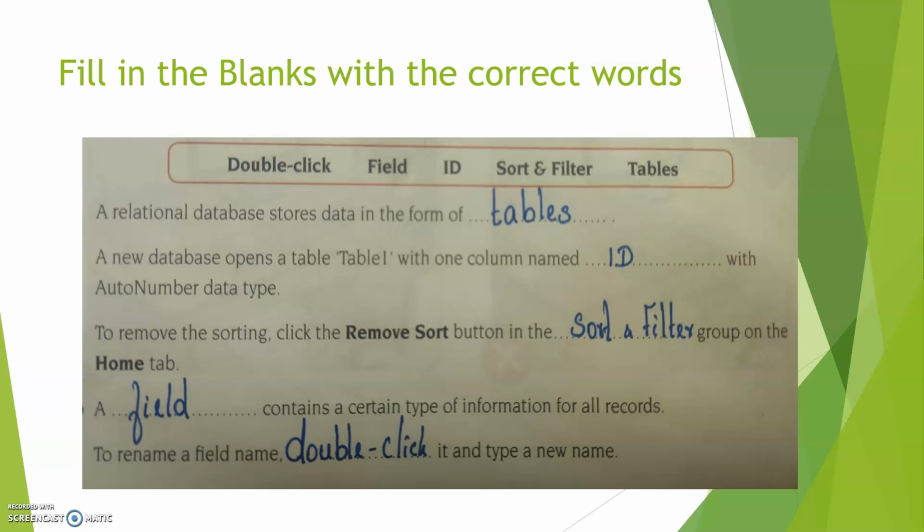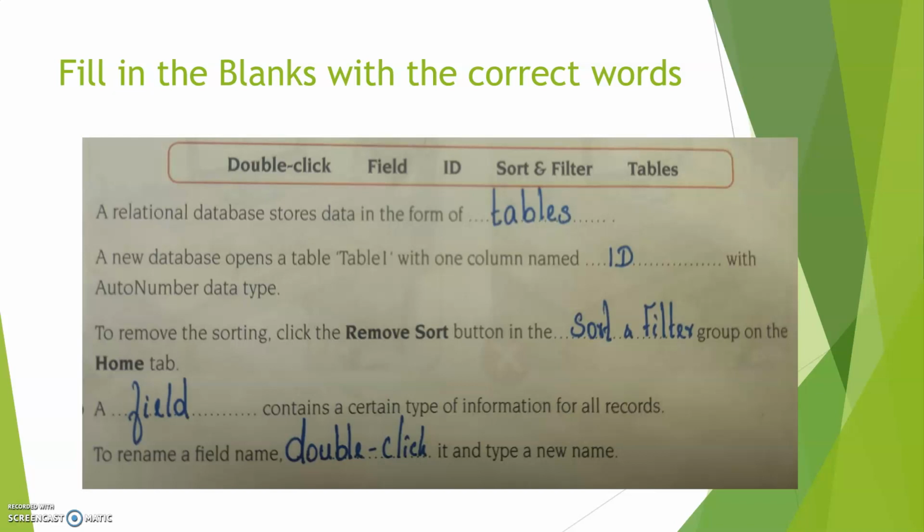Then the second one is, a new database opens a table, Table1, with one column named dash with auto number data type. So listen, whenever we are opening a new database, a new table with the name Table1 will be opened, right? In that Table1, only one column will be there. What is the name of the column? That is the question. ID. Very good. So 1, 2, 3. It is an auto number data type. Automatically it will be generated, right?